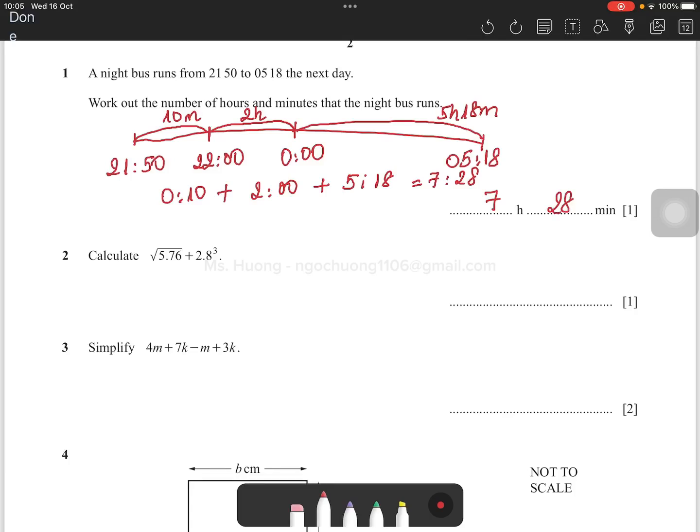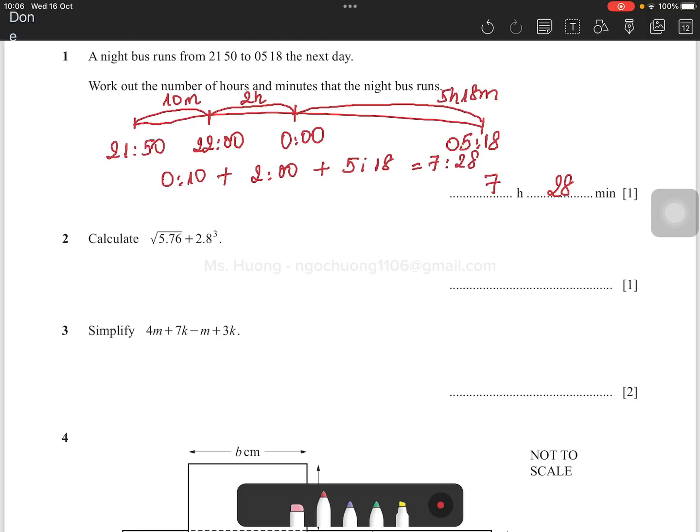Question 2. Calculate the square root of 5.76 plus 2.8 cubed. You can use a calculator for this question. The square root of 5.76 is 2.4, plus 2.8 cubed is equal to 21.952. And the answer for this is 24.352.